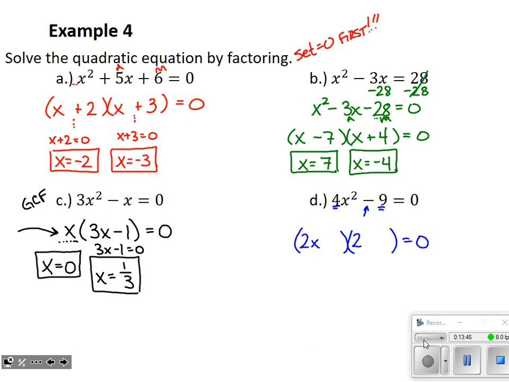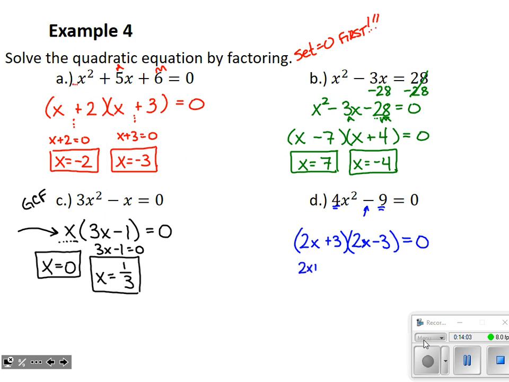First times first has to make 4x squared, and they have to match, so that's 2x times itself. Last times last has to make negative 9, and they have to match, so that's plus 3 in the first factor, minus 3 in the second. And then we can go about solving.